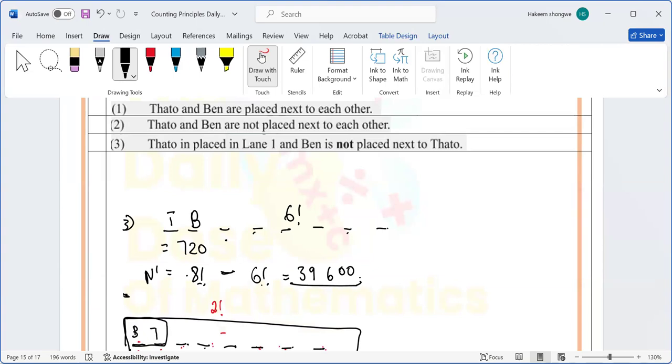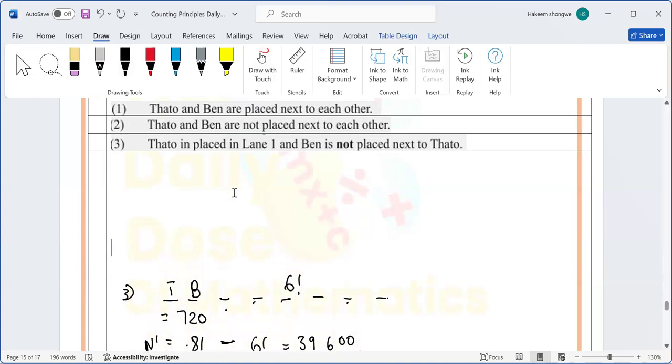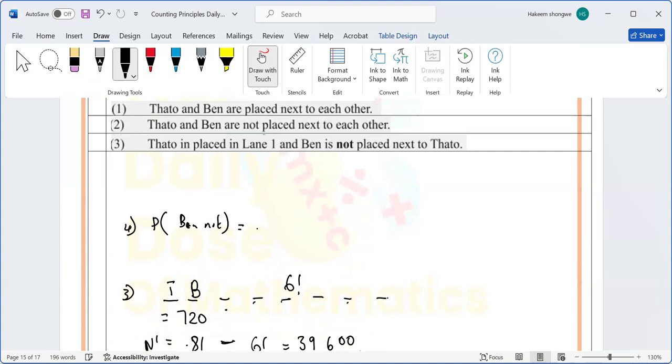They could have also asked us the probability. Let's write the probability. The probability that Tato is placed in line 1 and Pen is not placed next to Tato. So we have the probability of Pen not being next to Tato.